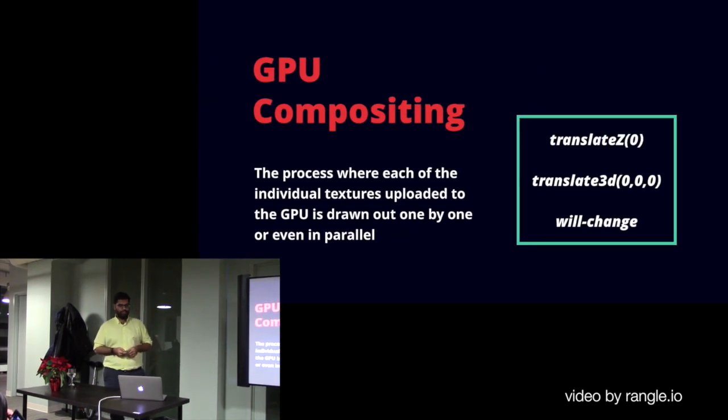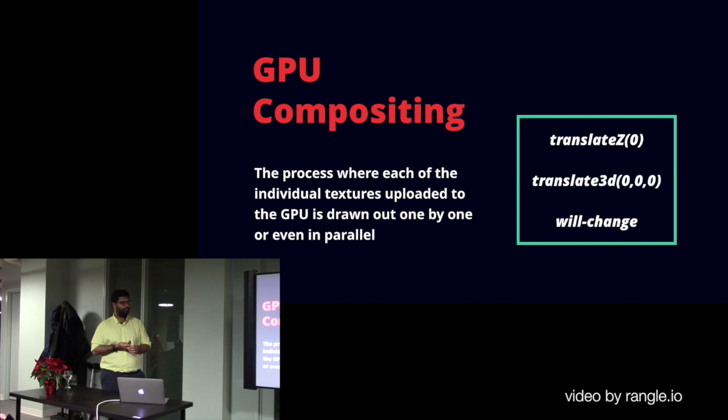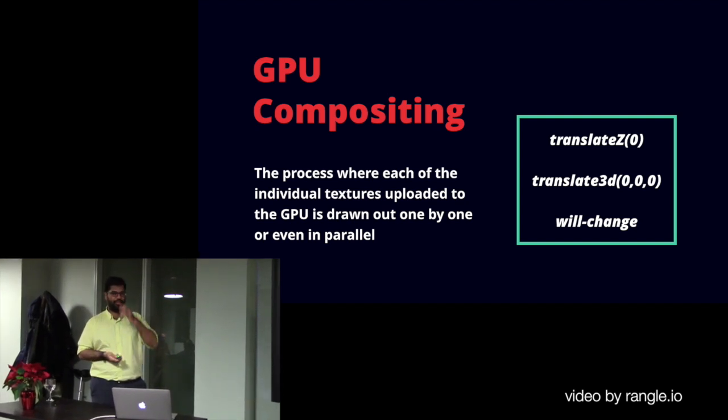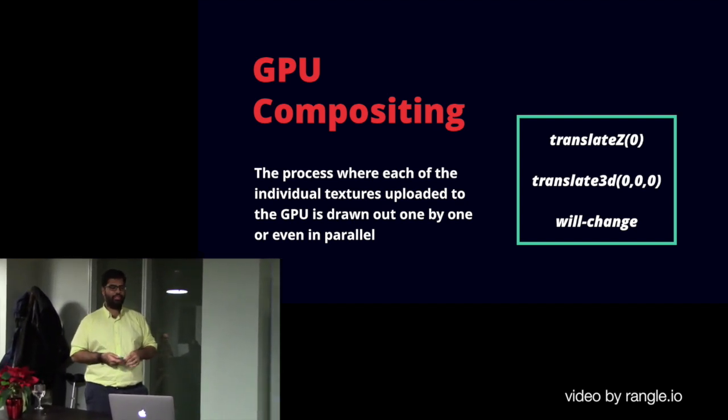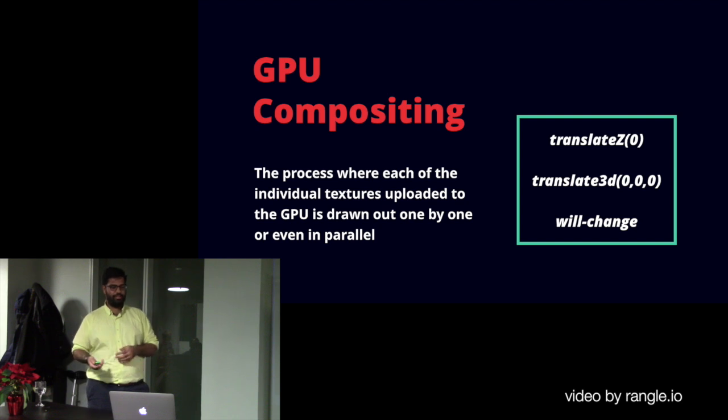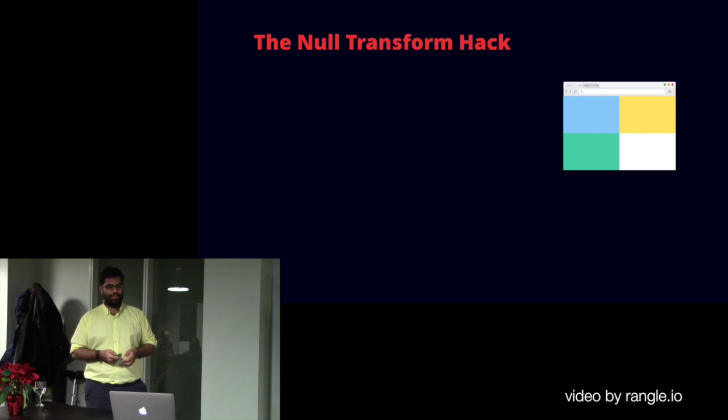Another thing that you can leverage is GPU compositing. GPU compositing is this process where you take individual textures and upload them to the GPU, and then they're drawn there either one by one or even in parallel. You might have heard of this hack for setting translateZ(0) or translate3d(0), or even the new will-change property. And all of these hacks essentially end up leveraging GPU compositing.